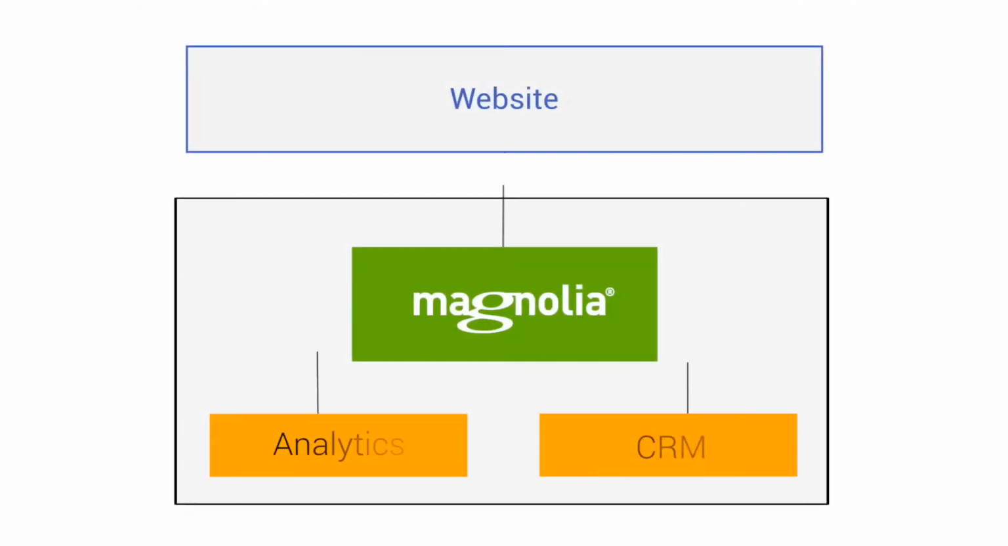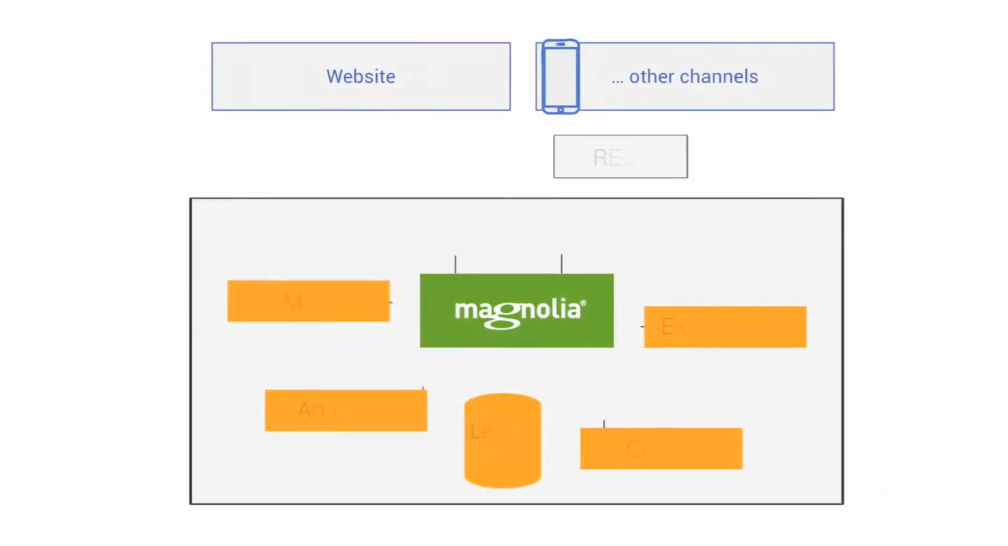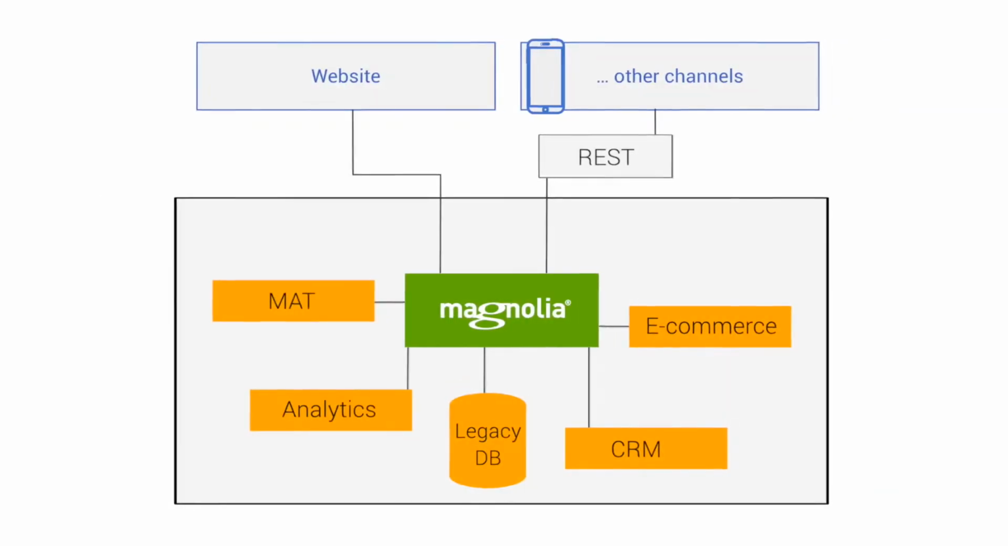Magnolia is designed to be integrated with other systems. You can take a best-of-breed approach and choose the tools that really work for you, and integrate the systems that you already have.